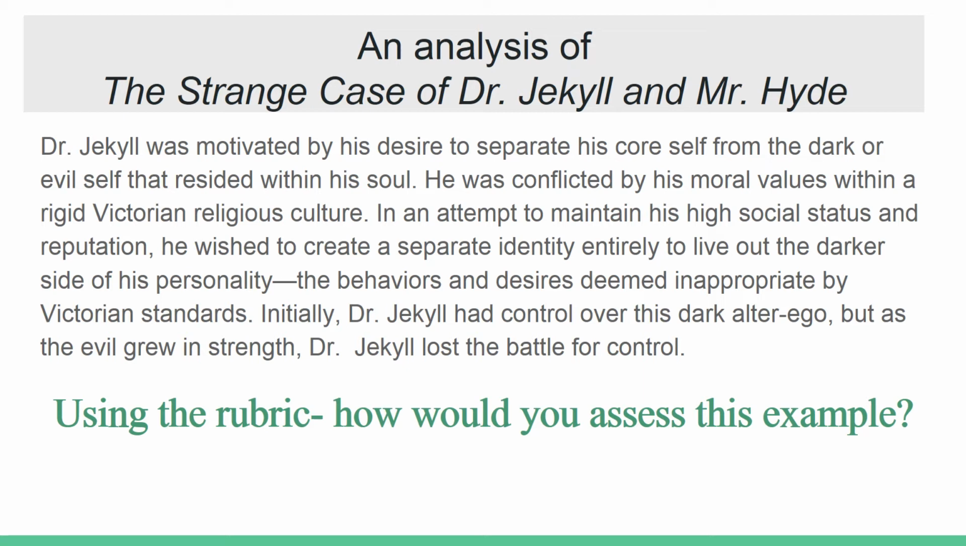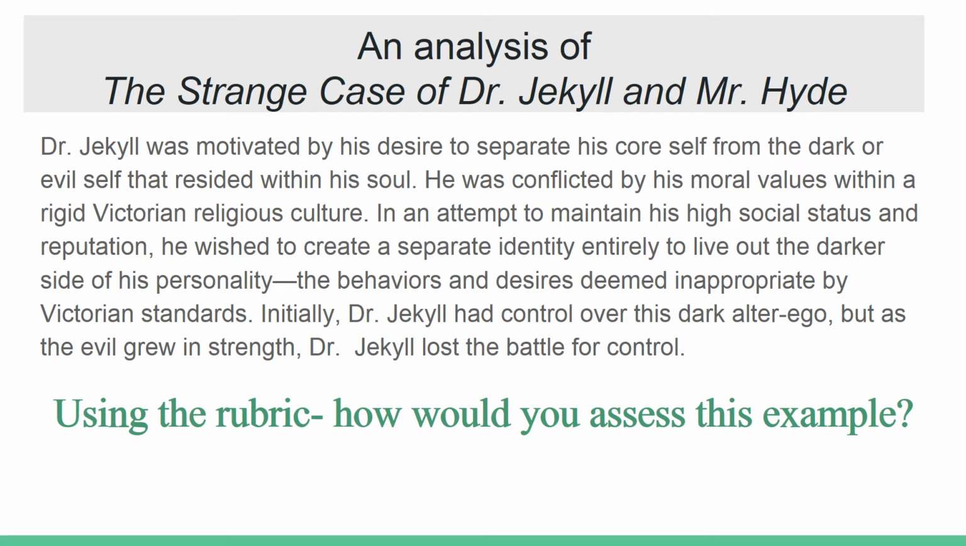Dr. Jekyll was motivated by his desire to separate his core self from the dark and evil self that resided within his soul. He was conflicted by his moral values within a rigid Victorian religious culture. In an attempt to maintain his high social status and reputation, he wished to create a separate identity entirely to live out the darker side of his personality, the behaviors and desires deemed inappropriate by Victorian standards. Initially, Dr. Jekyll had control over his dark alter ego, but as the evil grew in strength, Dr. Jekyll lost the battle for control.